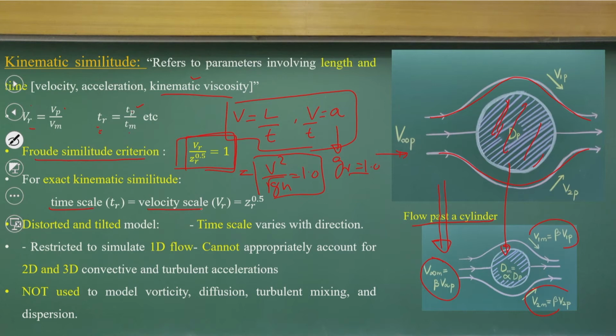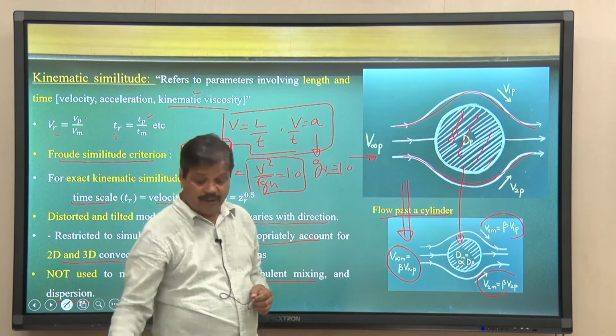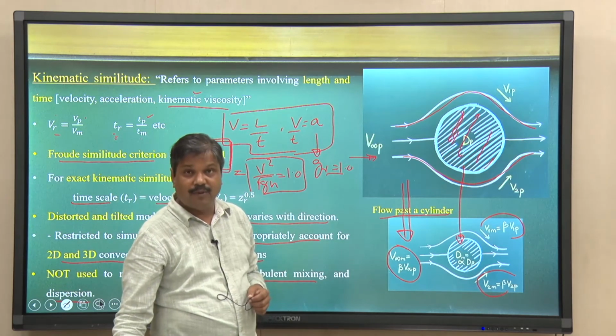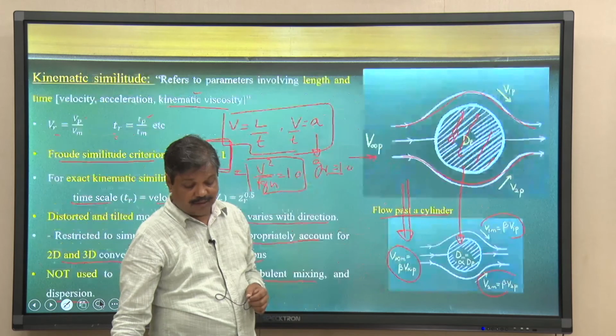Now, we can go for the distorted models, where the time scales vary along the directions. It is restricted to simulating 1D flow; it cannot account for 2-dimensional or 3-dimensional convective and turbulence accelerations. Okay. When you do the distorted model or tilted model, it is not used to model the vorticity, diffusion, turbulent mixing, and dispersion processes. Distorted models you can use, and most of the times when you talk about river scales, we have to use distorted models.